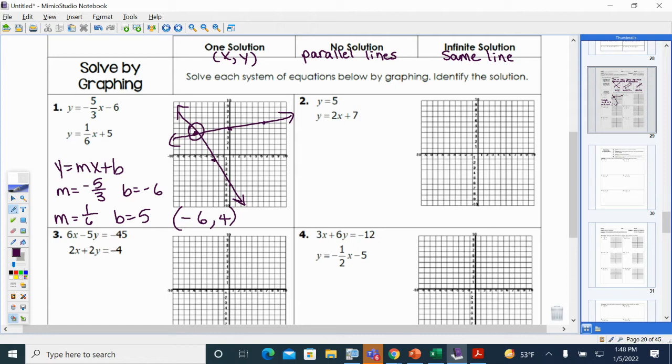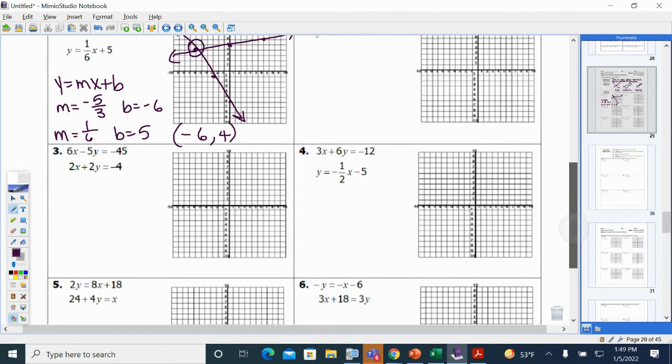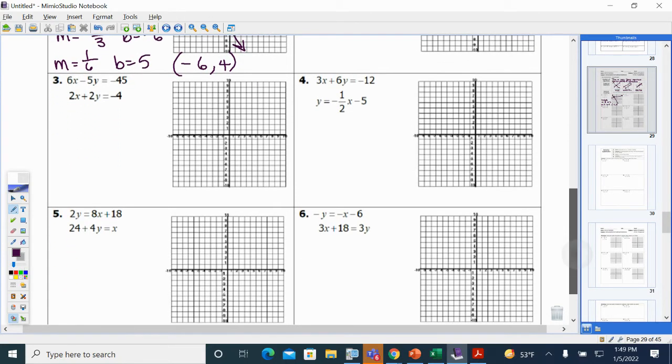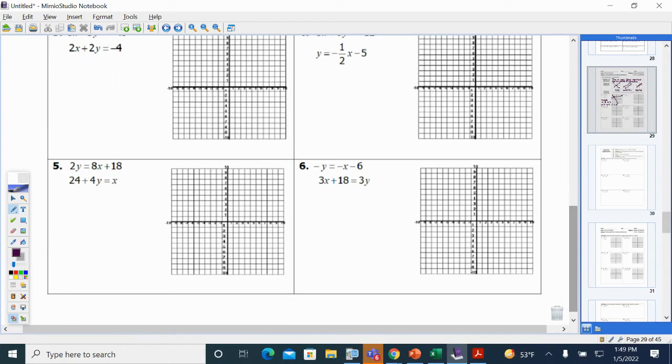Let's look at number 5. Let's jump down to number 5. Number 5, we've got 2y is equal to 8x plus 18 and 24 plus 4y is equal to x. So the first thing that I'm going to do is I'm going to take that first equation and I'm going to divide everything by the 2 that's on the y. And I get y equals 4x plus 9.